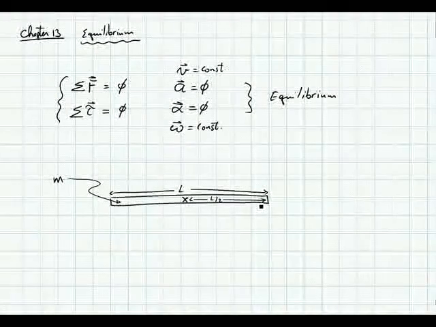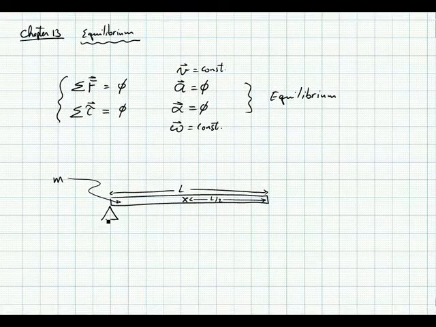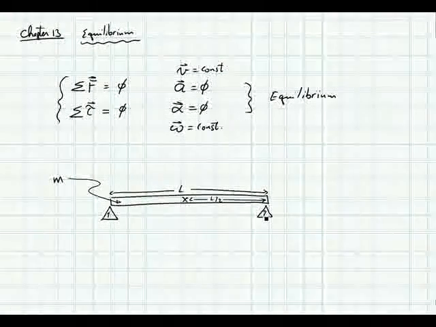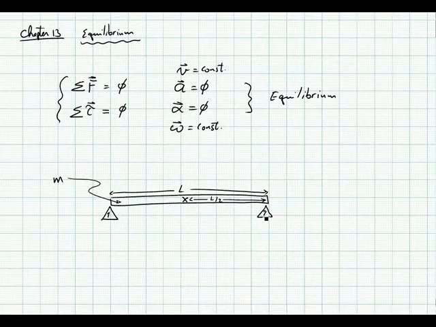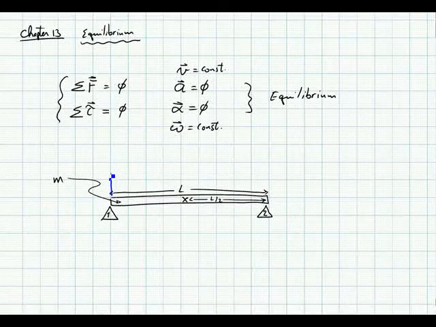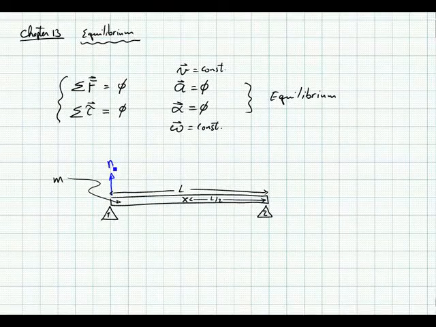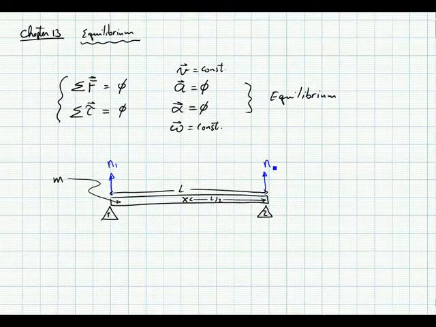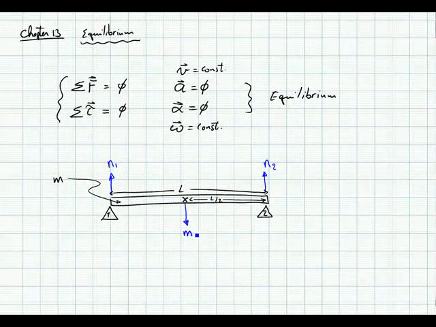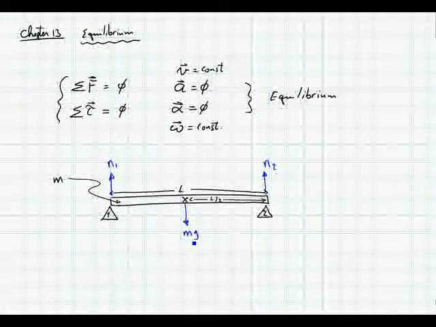Now if this beam is supported at either end by support 1 and support 2, let us figure out the normal forces N1 and N2. Let's identify our forces. This is the normal force on the beam due to support 1, the normal force on the beam due to support 2, and of course we have the force due to gravity, mg, which is acting at the center.